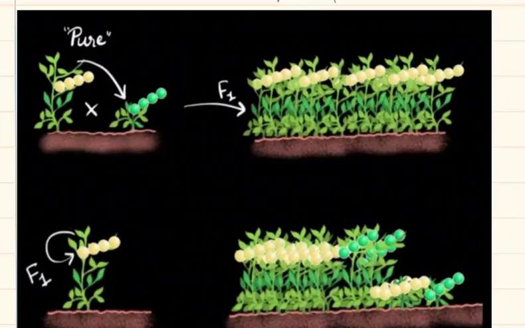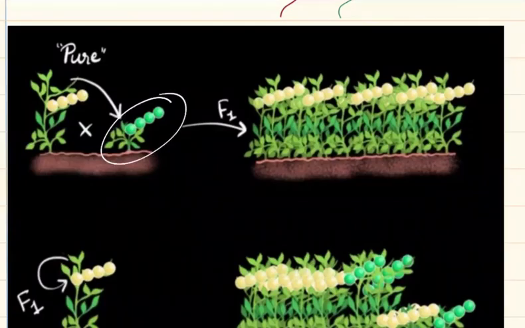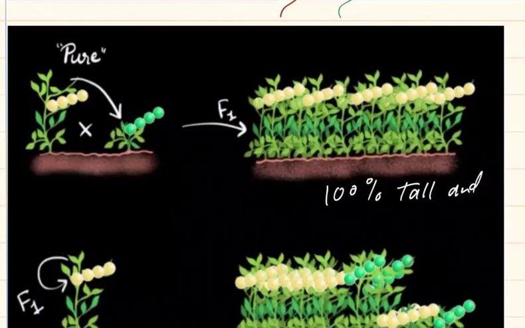Let's look at this one. Here, if you have a tall plant, it is a tall plant and has yellow seeds. Now we have two characteristics here. And here we have another one, which is short and has green seeds. In F1, all 100% were tall and yellow. So the dominant characteristic appears 100% in F1.